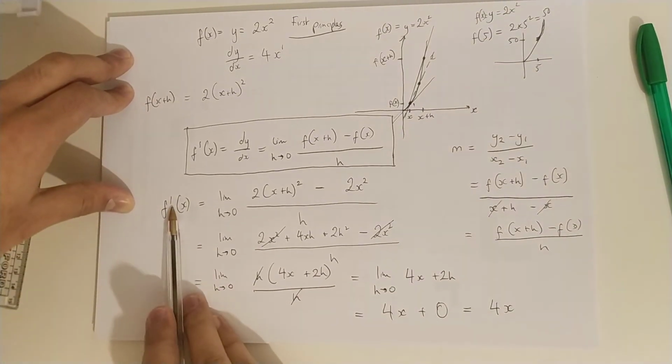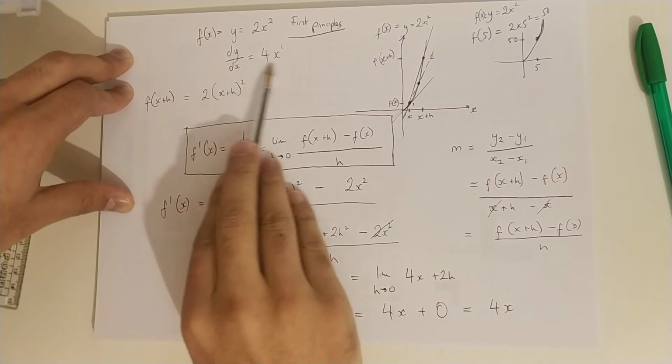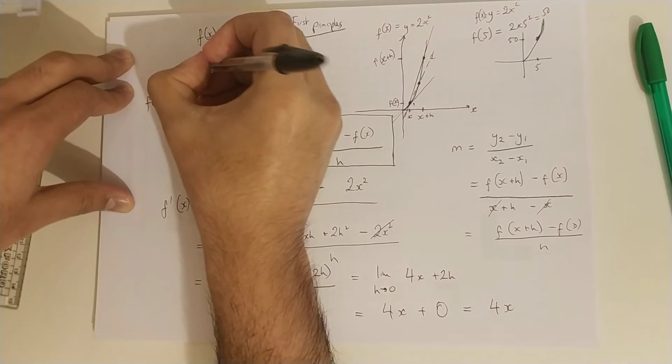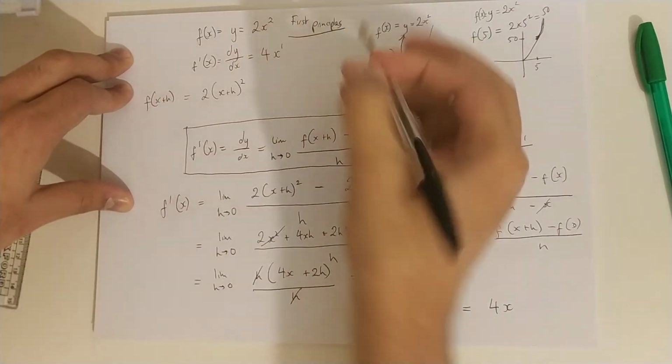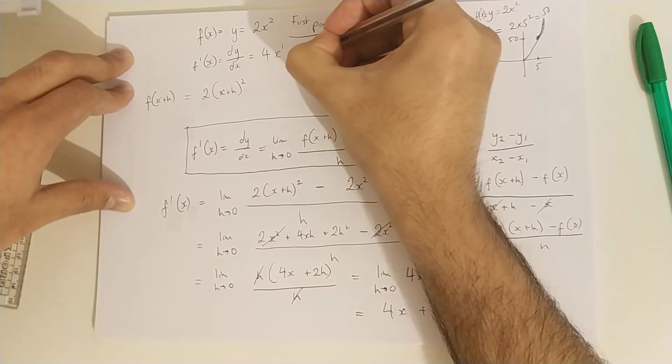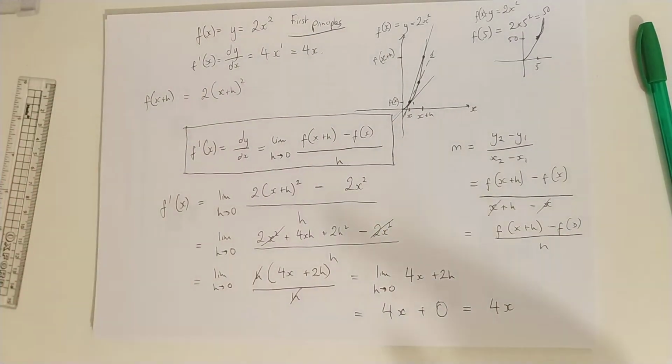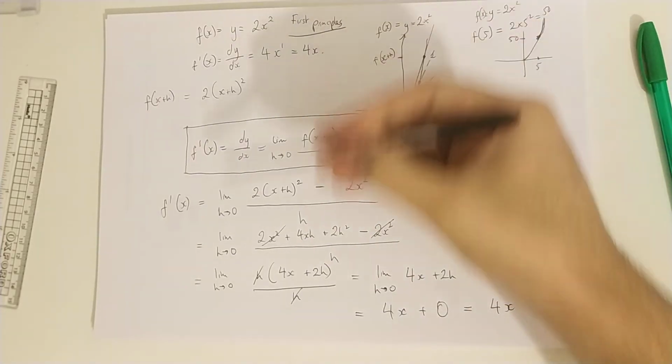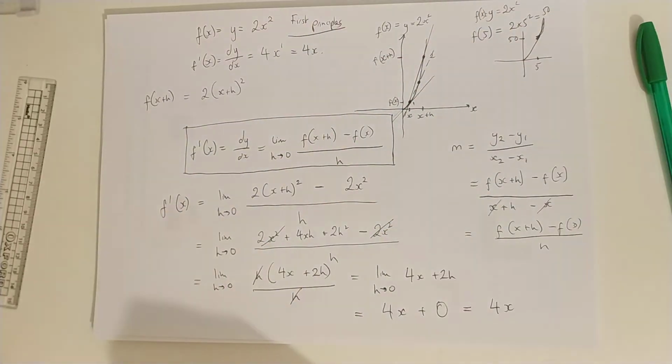And so f dash of x equals 4x, and that's exactly what we said up here when we said that the derivative was 4x to the power of 1, or indeed just 4x. And that's it really. I will make another video on more examples like this using this first principles idea.